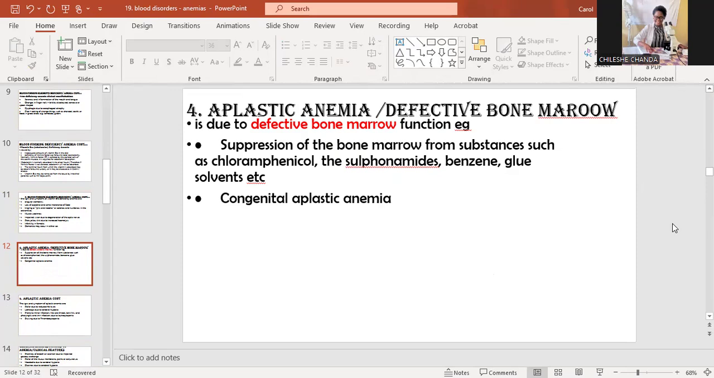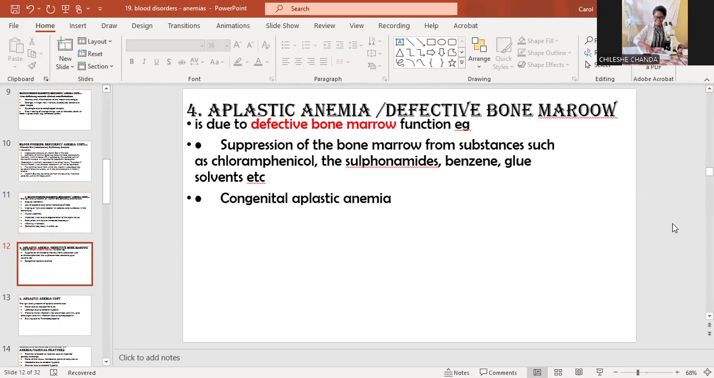Aplastic anemia is when there is defective bone marrow function. When the bone marrow is not functioning the way it's supposed to, it means it's not producing the blood cells the way it should, and therefore this is known as aplastic anemia. There is suppression of the bone marrow. Now, this suppression can be caused by several different factors. In some people, it can be congenital. In others, it could be unknown, idiopathic.